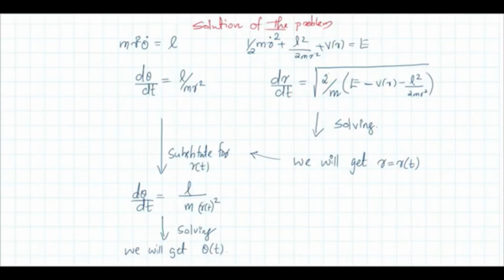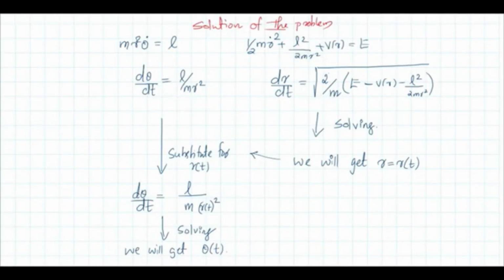Solving this differential equation by taking these quantities to the left hand side and dt to the right hand side and integrating, you will get r as a function of t. Okay, and you can substitute this r of t here in order to find theta as a function of t. So that is the final solution of the problem.